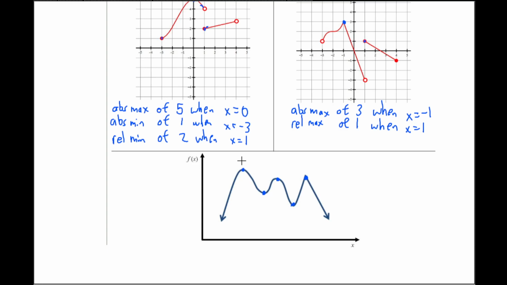Let's see these derivatives at these points. Here it's a horizontal tangent line, right? So f prime is equal to 0. Same thing here. F prime is equal to 0, horizontal tangent line. Same thing here. Same thing here. But here the f prime does not exist.